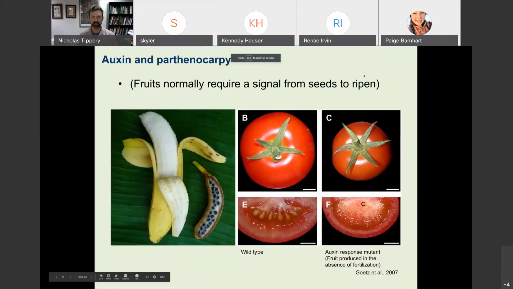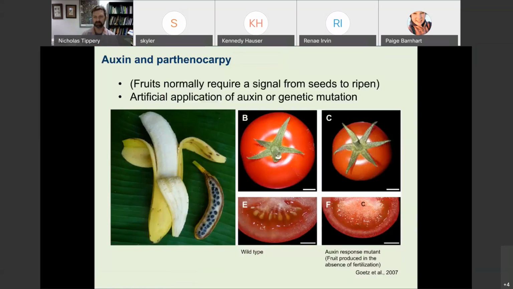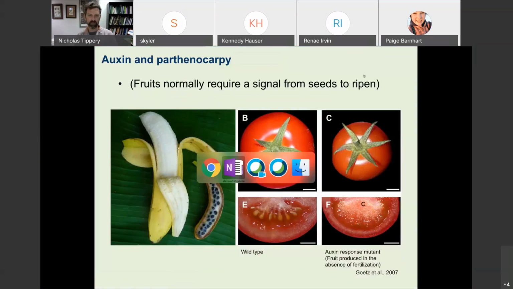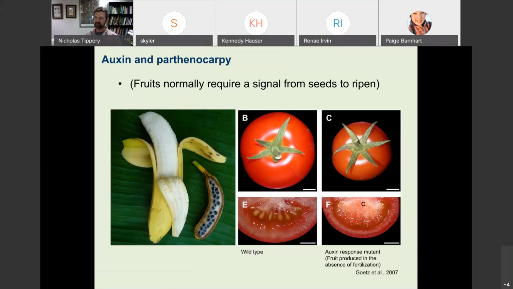Another function for auxin is in ripening. So the auxin signal for ripening is, as it says here, a signal from the seeds. So plants that are getting pollinated, getting fertilized, might not always have successful fertilization, right? So if you have a flower and it fertilizes 2 out of 100 seeds, those seeds might not be enough to signal fruit development.